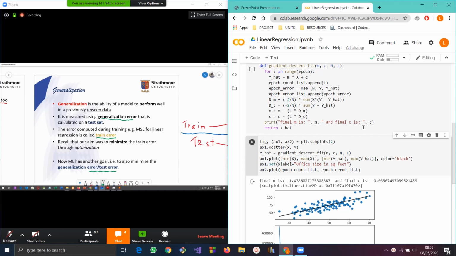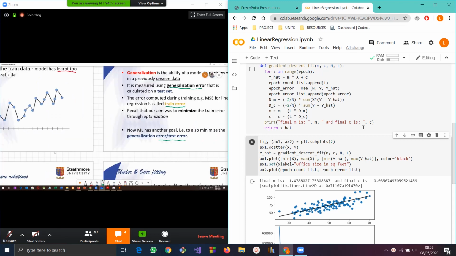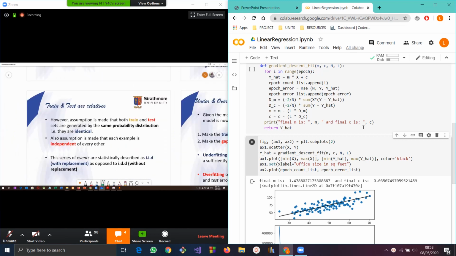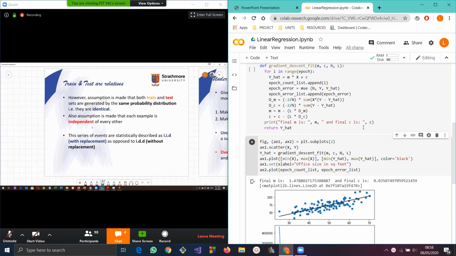So the question is, how accurate is that 140K? If it's actually logical and accurate, then our model has generalized well. If it tells us the price of 100 square feet is 1 shilling, then we know we have a serious problem there because it's not logical. Good, fine. So how do we go about minimizing the test error?